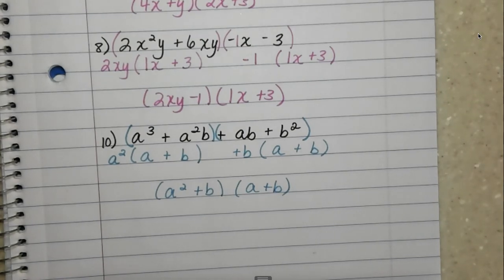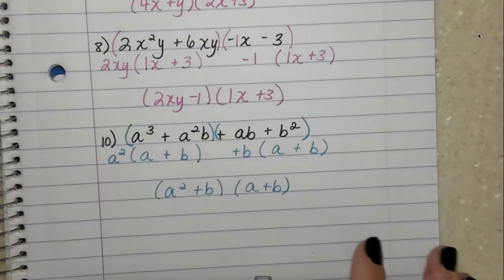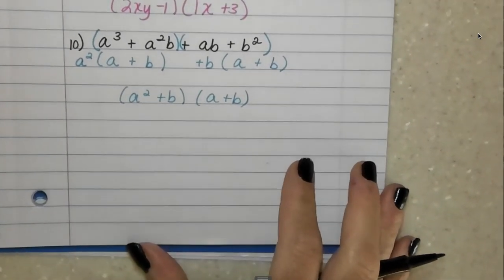Factor by grouping. 1 more. These aren't too bad, do you think? I don't think they're too bad once you get the hang of it. Okay, last one.